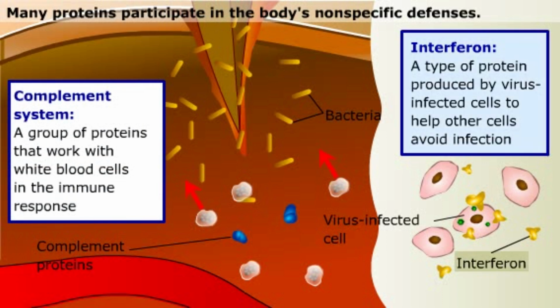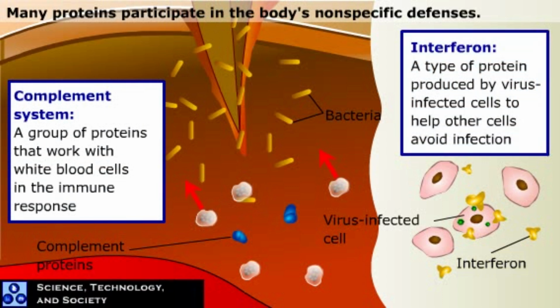There are also about 20 different types of proteins that work with immune system cells as part of the immune response. These proteins are known as the complement system because they complement the work of the white blood cells. For example, some complement proteins attract white blood cells to the site of infection. Another group of proteins called interferons are produced by virus-infected cells.